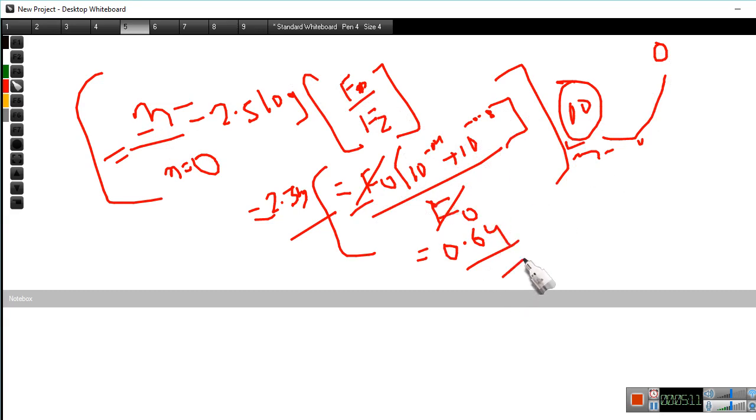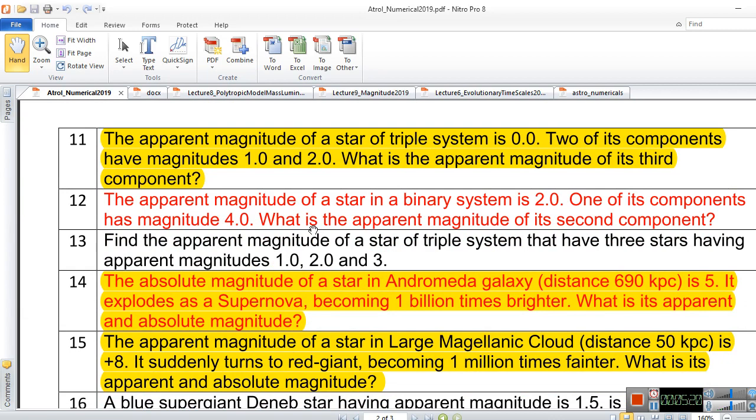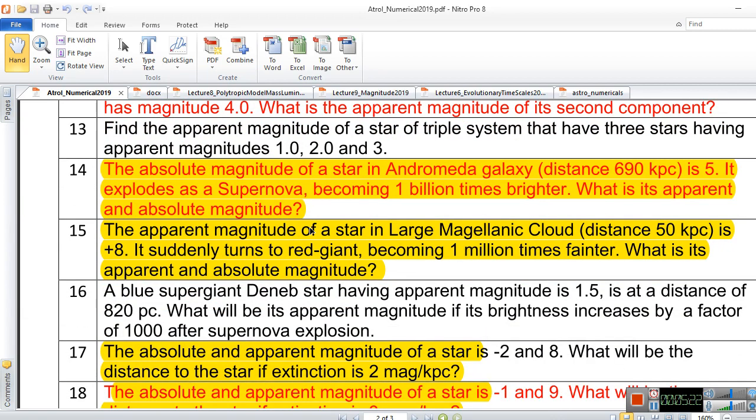Okay, this is how it can be done. And the second question could be like this: the absolute magnitude of a star in the Andromeda galaxy, distance given, is 5. This is the absolute magnitude. It explodes as a supernova becoming 1 billion times brighter. What are the apparent and the absolute magnitude?